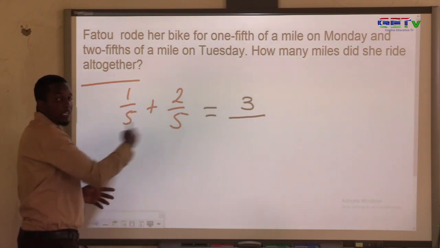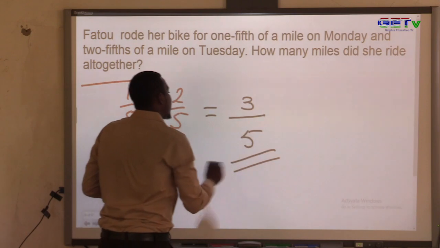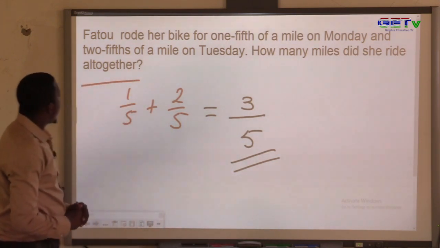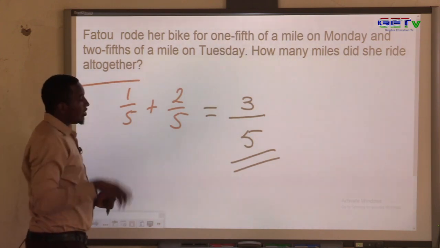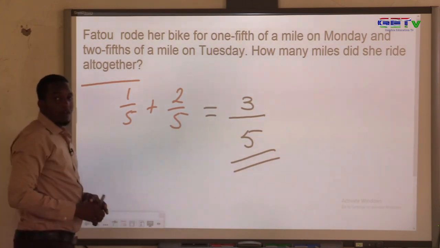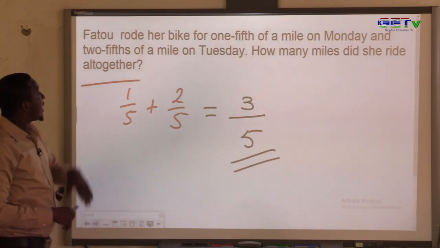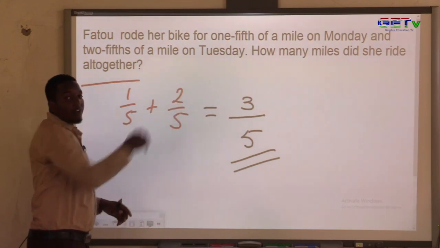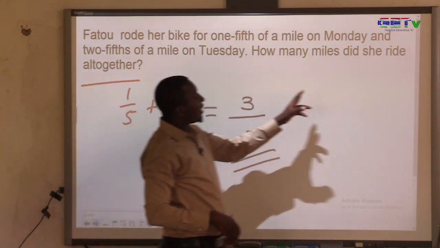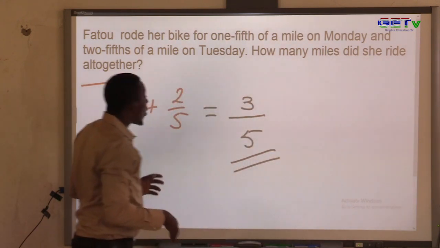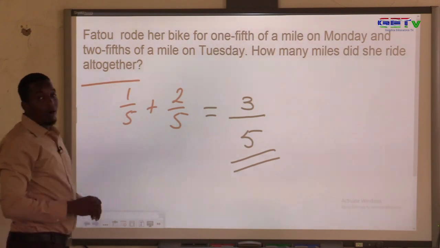5 is common in both fractions, so we maintain one of them. So what do we realize? We realize that Fatu rode the bike for the 2 days is 3/5 of a mile. Fatu rode the bike for 3/5 of a mile. So 3/5 answers the question, how many miles did she ride all together?